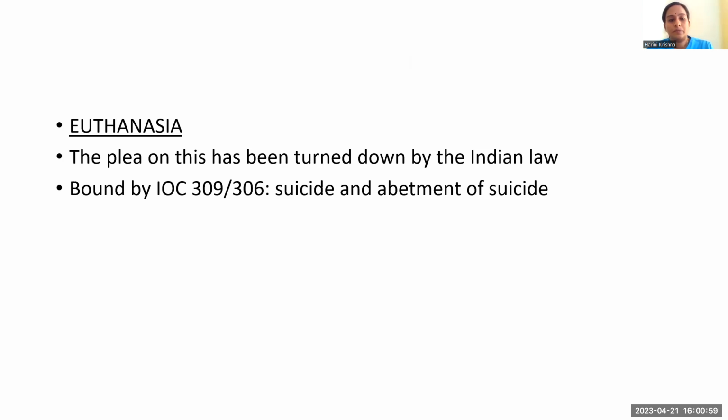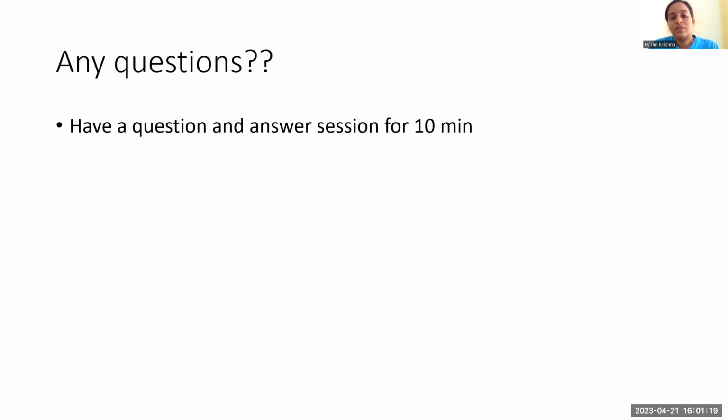So although euthanasia and withdrawal of life support is just a non-core topic, they have to just be briefly told about what it means and why it is controversial in India, and what are the laws, that is IPC 309 and 306, which actually comes under suicide and abetment of suicide. So then they'll be asked if they have any questions.